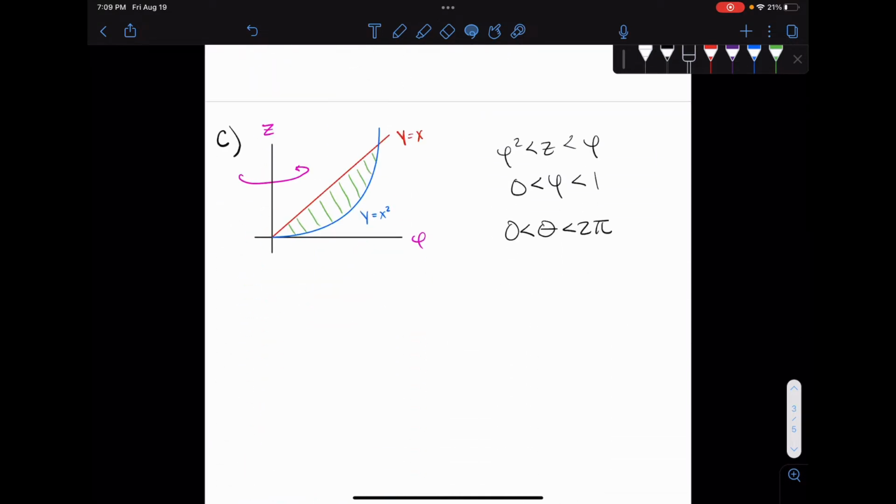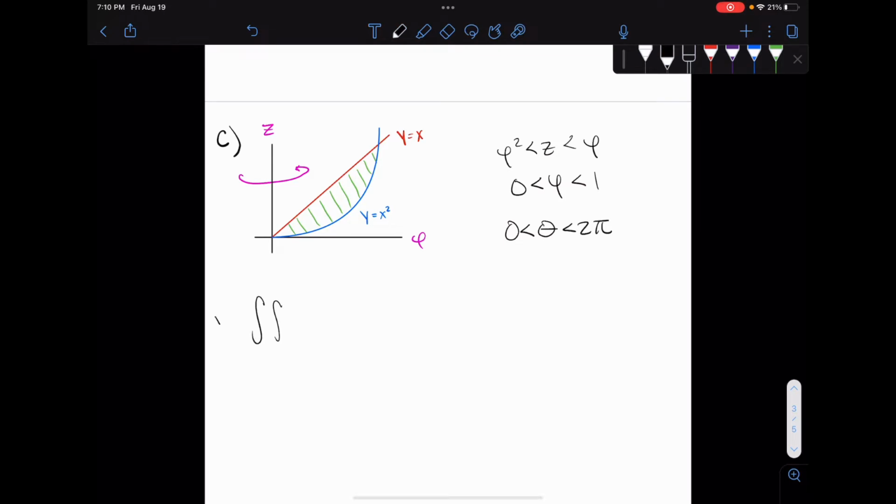If we go on to part C, it's going to be the same problem, just we're rotating around the y-axis instead this time, which means we're going to switch which variables we're changing. So y is now going to become z, x is going to become rho, and it's going to be the exact same problem once again.